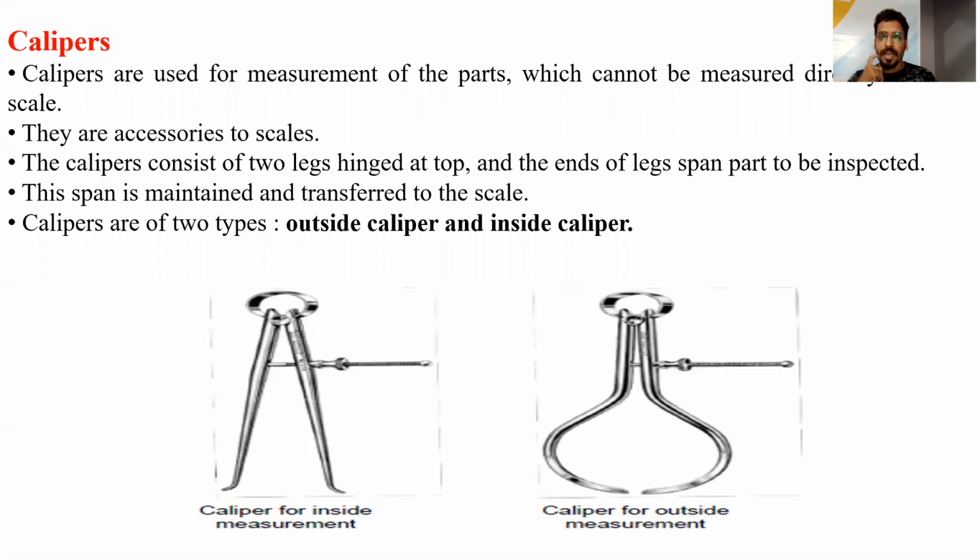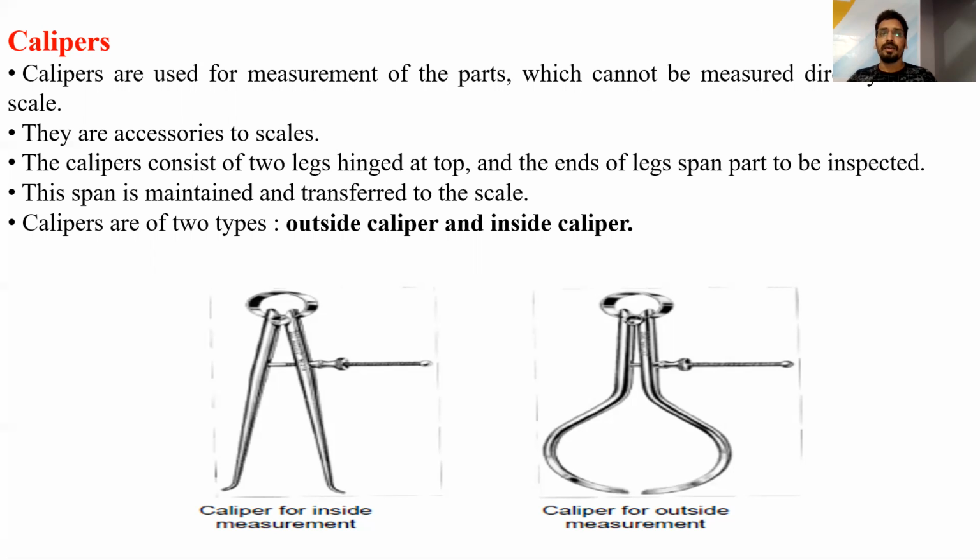Next is the caliper. What is a caliper? A caliper is not a direct measuring instrument. It cannot give you a direct reading. Calipers are used for measurement of parts which cannot be measured directly with the help of a scale. For example, in first year when you worked on the lathe machine, you had to generate a shaft. You cannot measure it directly with the scale. You need some instrument, and that instrument is the caliper. The caliper works as an accessory to the scale.